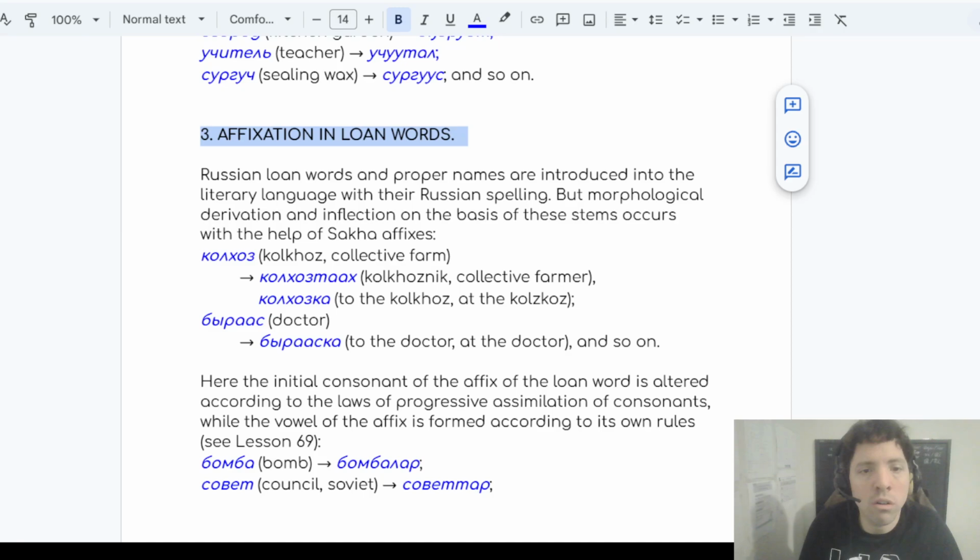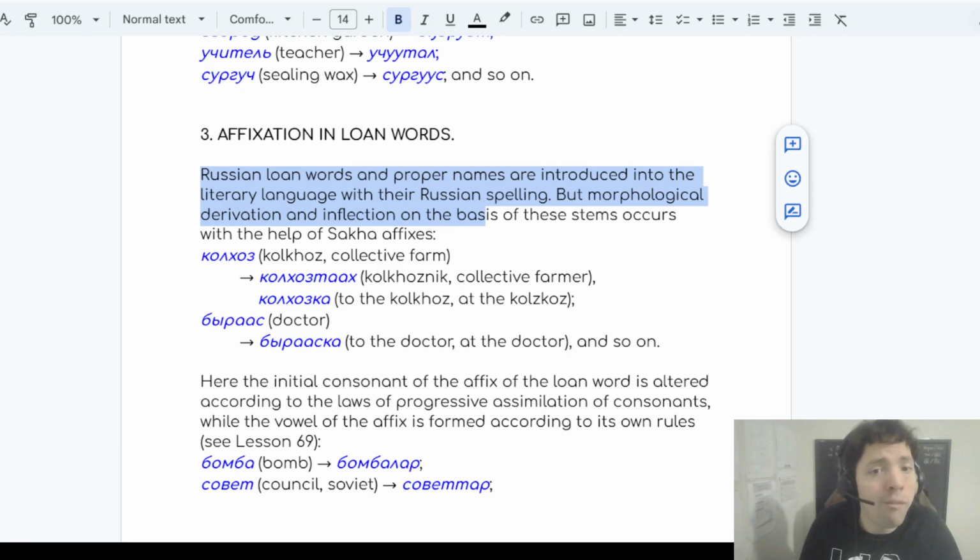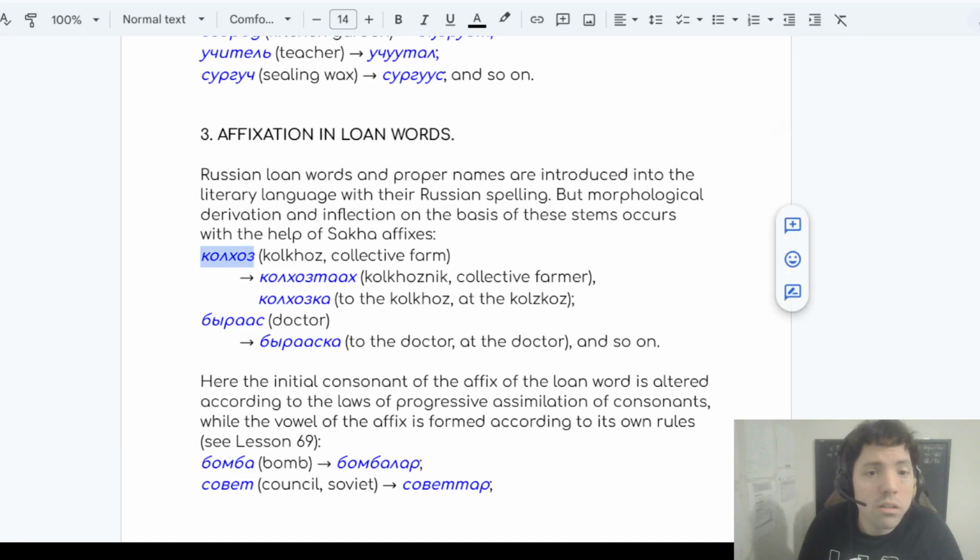Affixation and loanwords. Russian loanwords and proper names are introduced into the literary language with their Russian spelling, but morphological derivation and inflection on the basis of these stems occurs with the help of Sakha affixes. So we have kolkhoz, collective farm. We can add the suffix, we can say kolhostach, collective farmer, kolhoska, to the kolhoz.